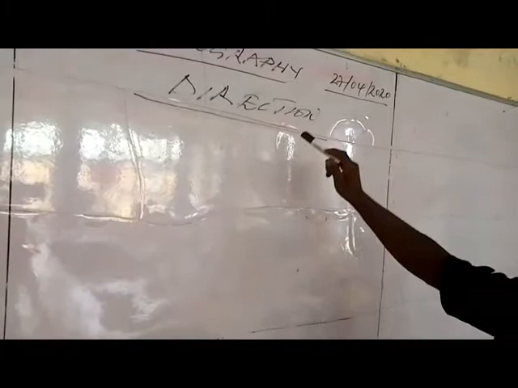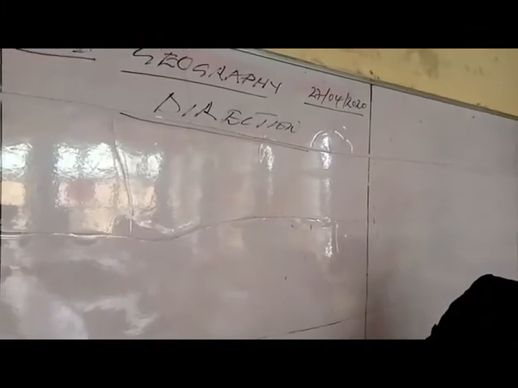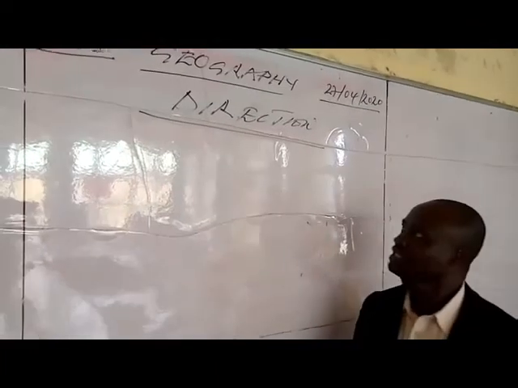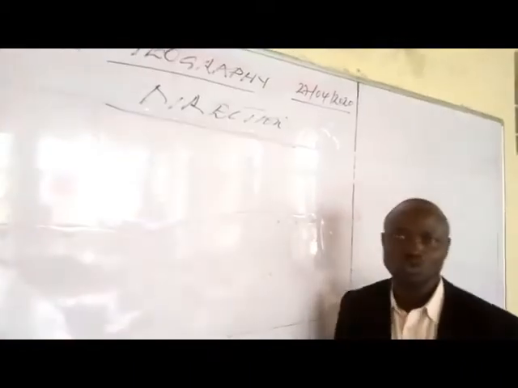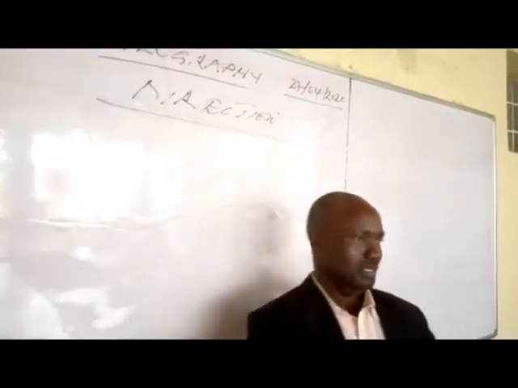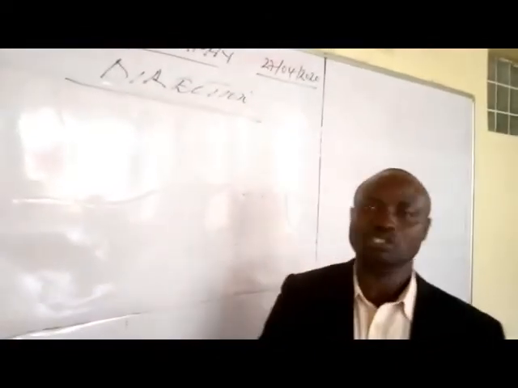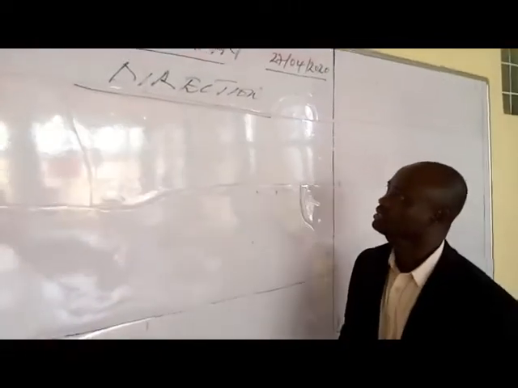Now, the direction here. In geography, we are talking about determining what? The angular distance between two different locations, the angular distance between two different points. How do we go about that?